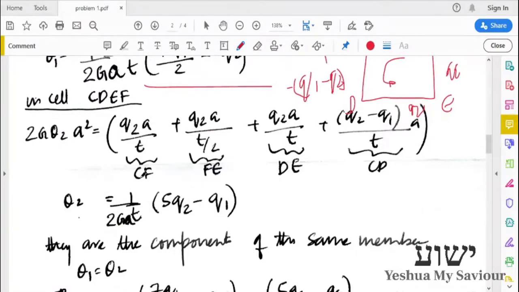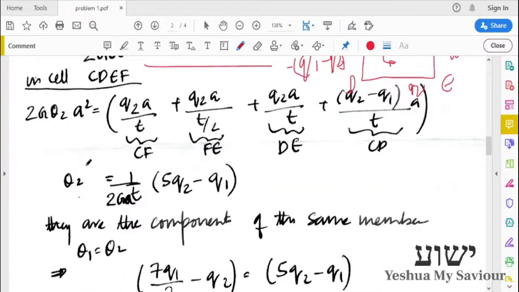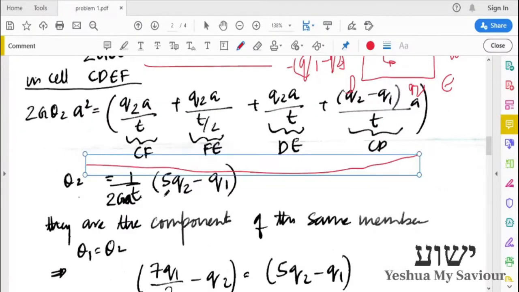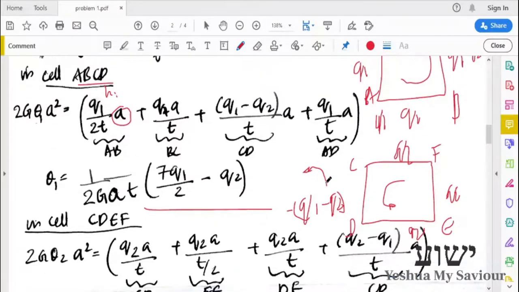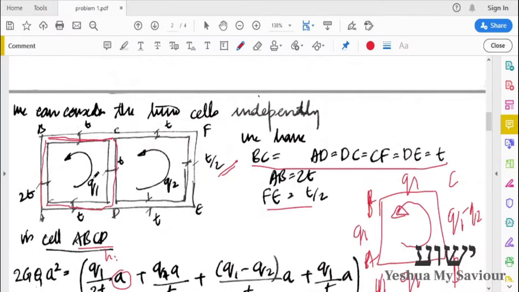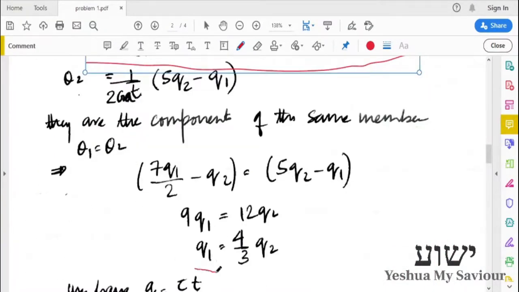For CF, similarly, what I have written here, I can express it here. Just grouping the terms, I will get theta 2 is equal to 1 by G A t into (5 q2 minus q1). Okay. So these two cells are components of a single block, so the angle of twist would be the same for both of them. So I can write theta 1 is equal to theta 2. So I'll get a relationship between the shear flows.